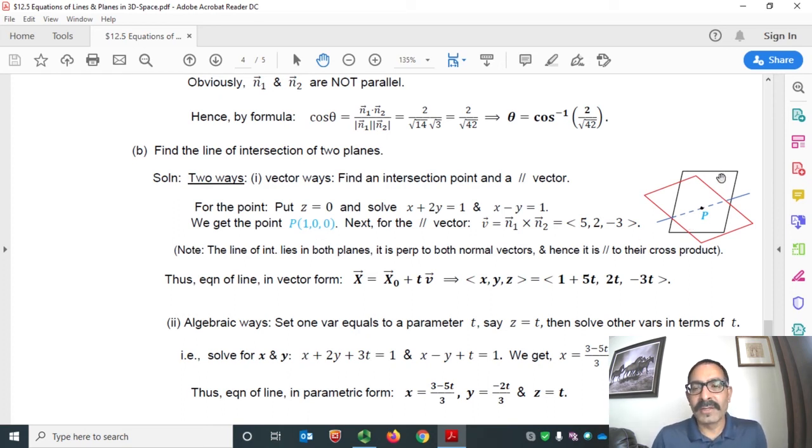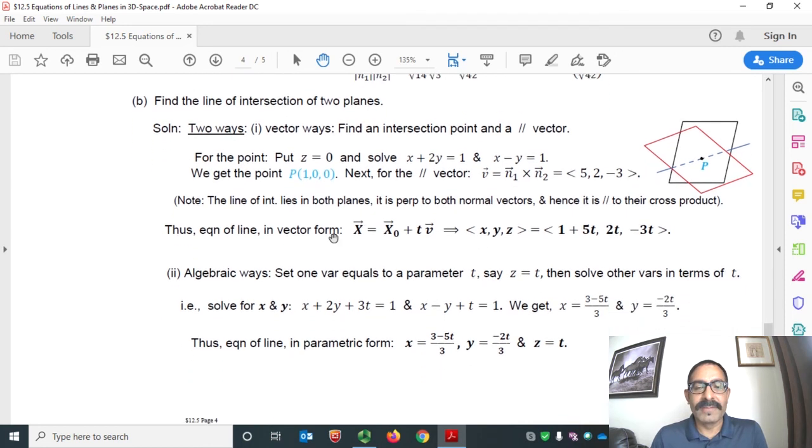And next, for the parallel vector, we have the normal vector of one plane and the normal vector of another plane. Then we cross them, and that vector will be parallel to this line, so we'll take that vector. So vector v, which is parallel to the line, is simply n1 cross n2. The cross product gives us this vector, which is (5, 2, -3). I hope you can verify this vector. We take a cross product by expanding a 3 by 3 determinant.